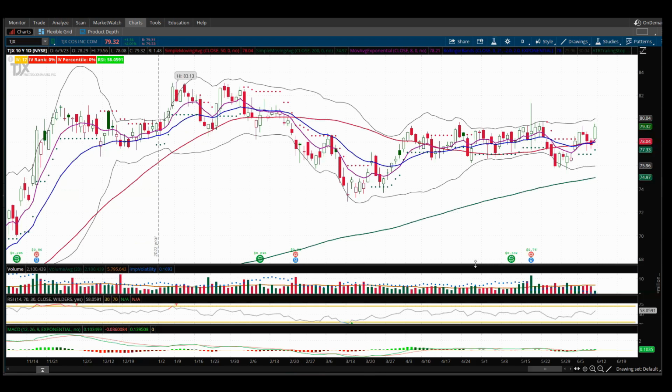There might be indicators that I throw on here from time to time just to look at how extended a stock is, or is it time to take profits? Is it time to exit the trade? But as far as getting into a trade, and I'd say probably 90% of the time, also making the decision on when to get out of the trade, all I use is these moving averages, the Bollinger Bands, and the volume. So it really is that simple.